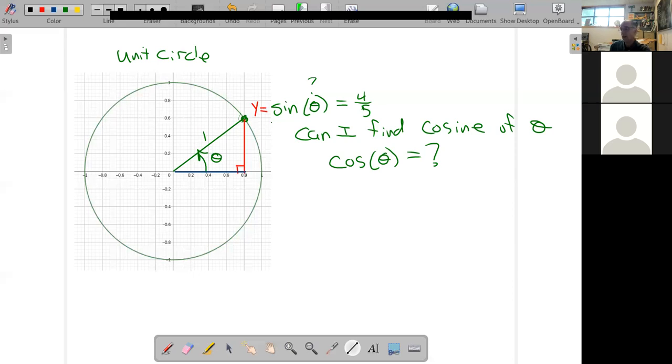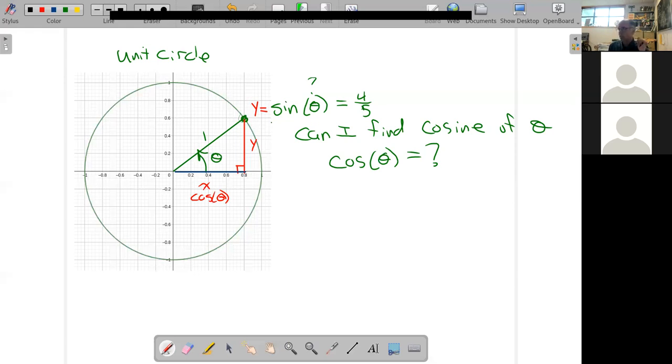And now that I have a right triangle from this point, I can use the Pythagorean theorem. So again, here, y is this leg of the triangle, x is that leg of the triangle, and x is the same as the cosine of theta on the unit circle. So I can figure out what the cosine of this angle theta is, even though I don't know theta, because I know the sine, the y value.